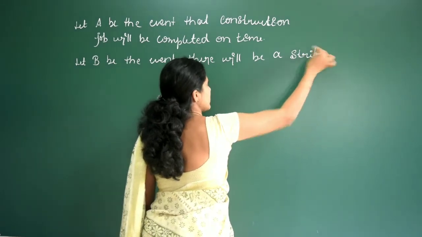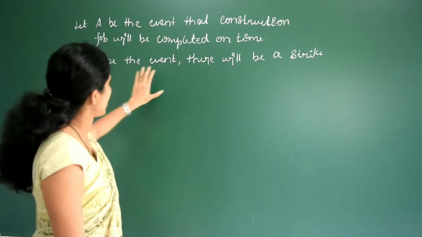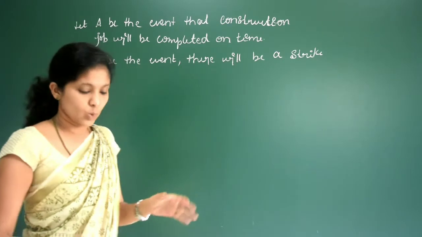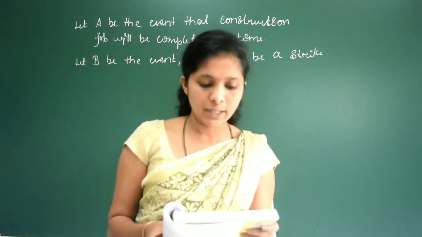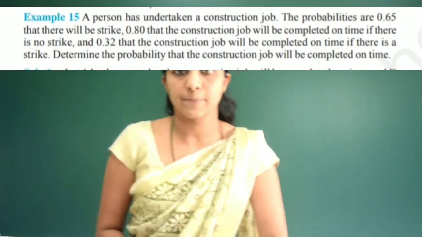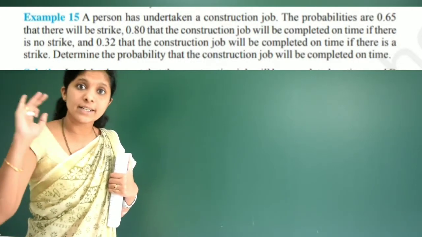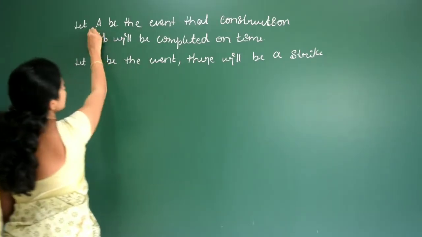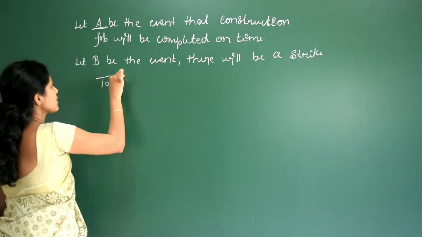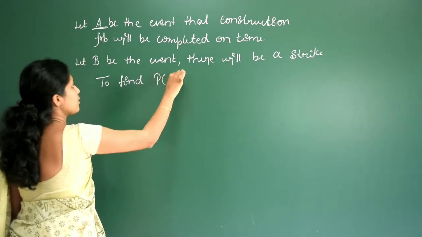Clear? So there are two things given. One is the construction job completed on time. Another thing is B, the event that there will be a strike. Now what you have to find? Determine the probability that the construction job will be completed on time. Completed on time means that is the probability of A we have to find. Is it clear? We have to find probability of A.